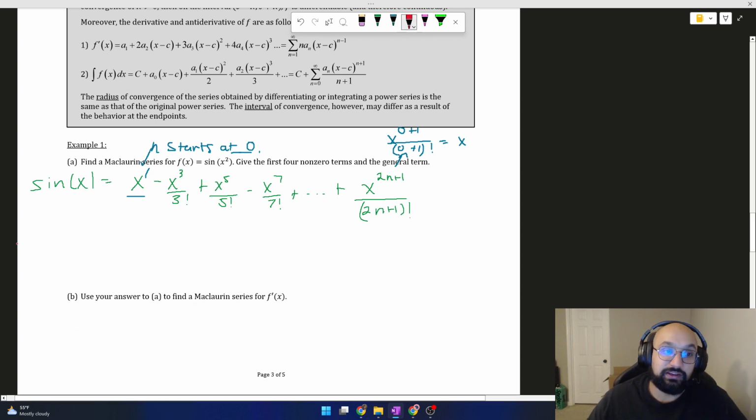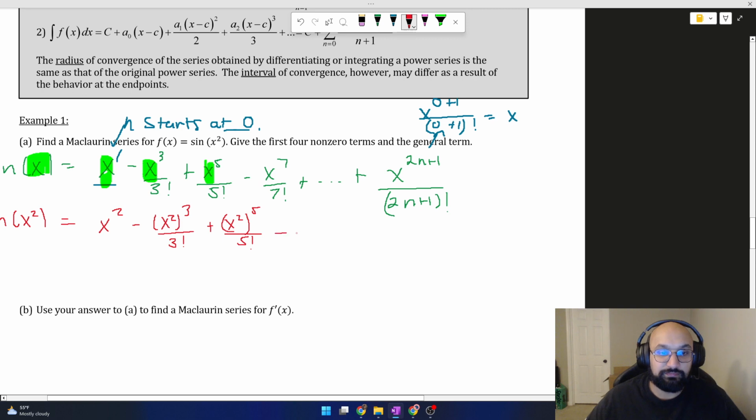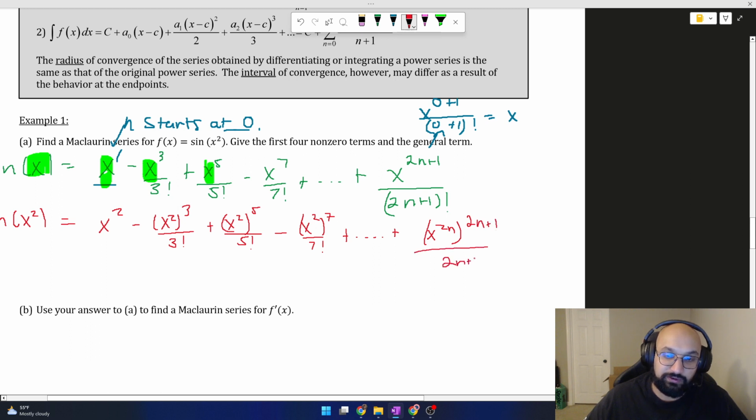Now we're trying to find the sine of x squared instead, and to do this is quite simple. We're just going to replace all of these x's here with x squareds. Remember to use parentheses, otherwise you may get the wrong answer. So really we're saying x squared, quantity cubed, and so forth. X squared, quantity to the 5, and x squared to the 7th over 7 factorial, and then plus dot dot dot, plus x squared to the 2n plus 1, all over 2n plus 1 factorial.